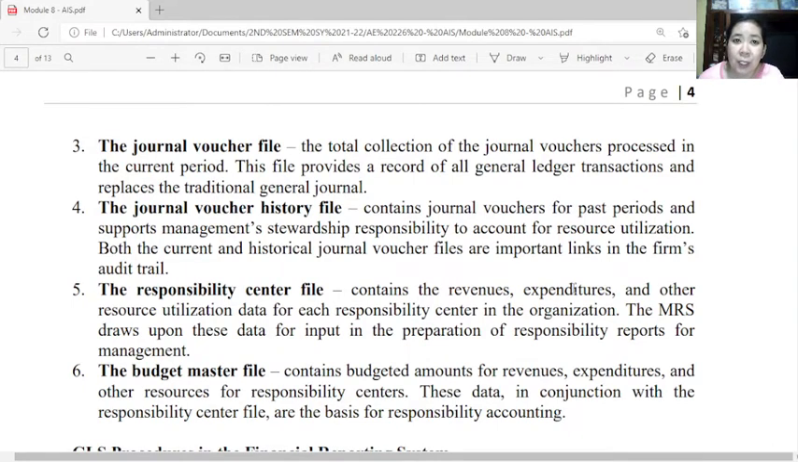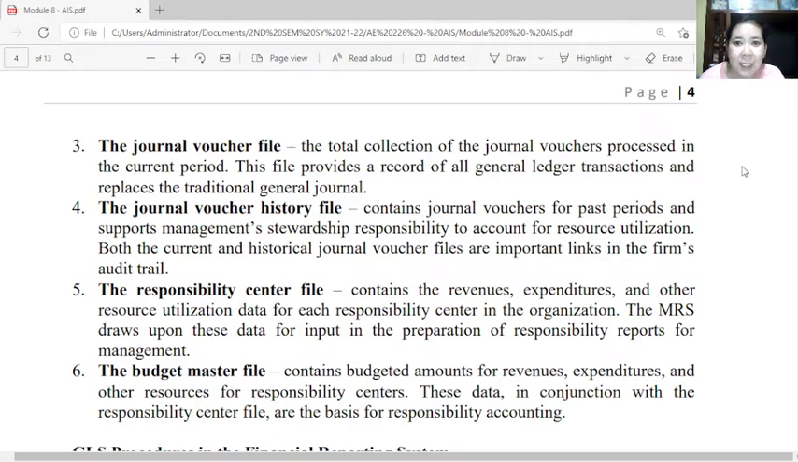So we mentioned earlier that our journal voucher is used as a source document to record economic transactions. Basically, our journal voucher file is the total collection of the journal vouchers that were processed during the current period. So this will provide us with a record of all the general ledger transactions and replaces the traditional general journal. But the purpose of this, again, is to be used as a source document for recording purposes.